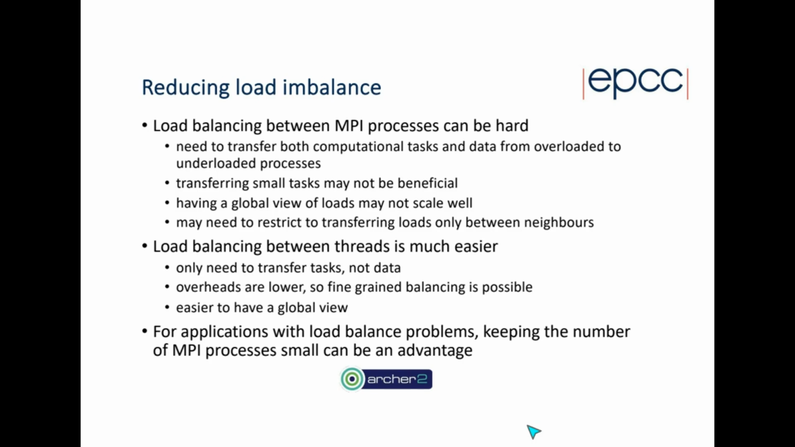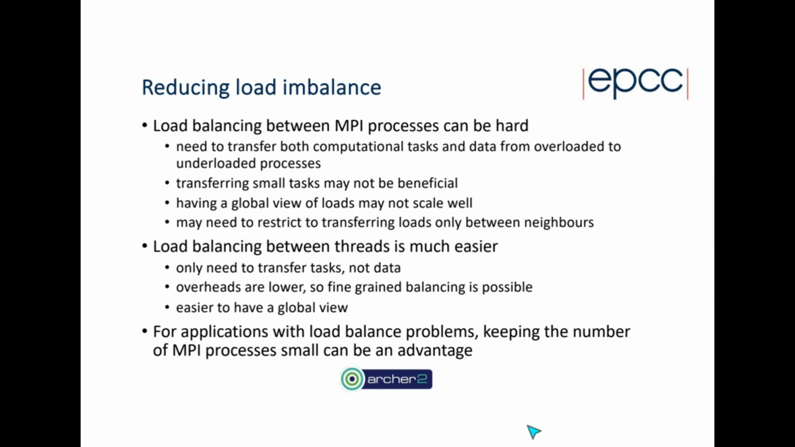It's possible to do much finer grained load balancing with threads than it is with MPI processes, typically. And it's easier, at least if you're just considering balancing between different threads, to essentially have a global view and to do dynamic load balancing. OpenMP has built-in dynamic load balancing through dynamic schedule, guided schedule, using tasks and so on, whereas implementing that kind of thing in MPI is quite hard.